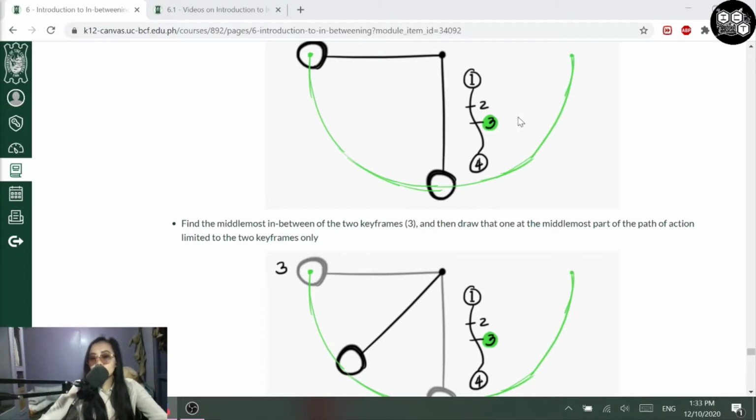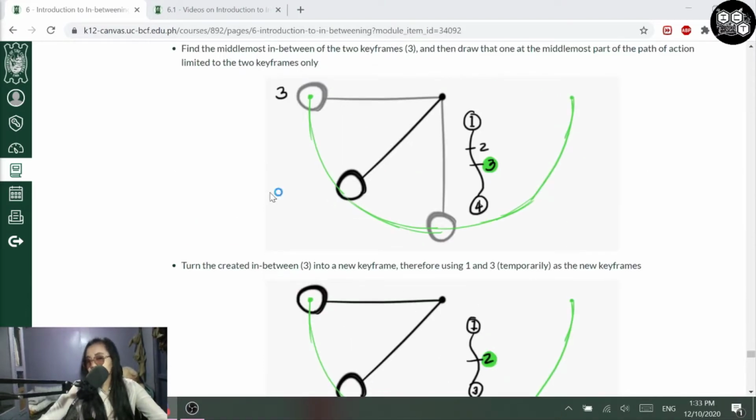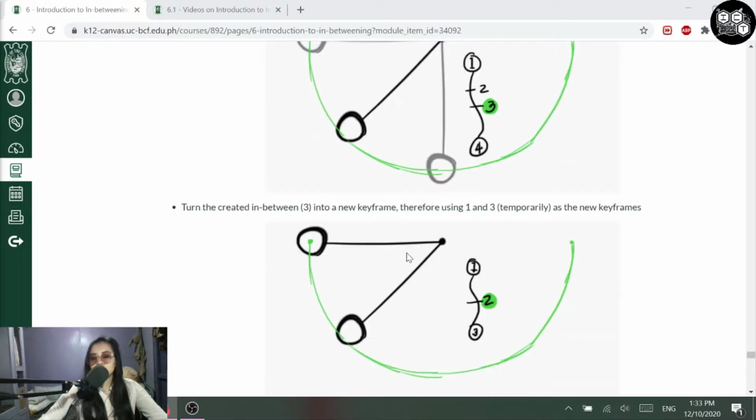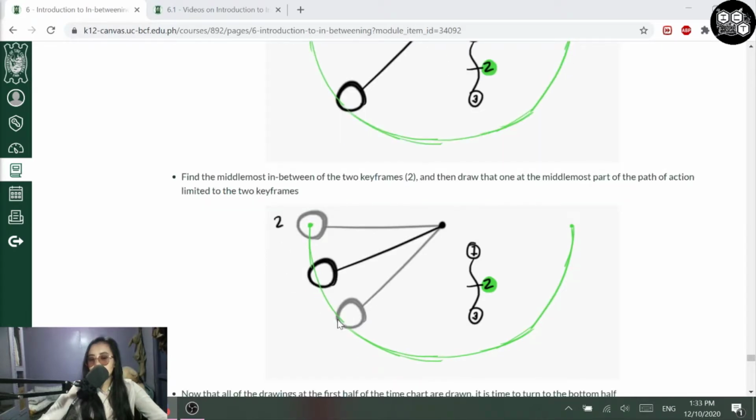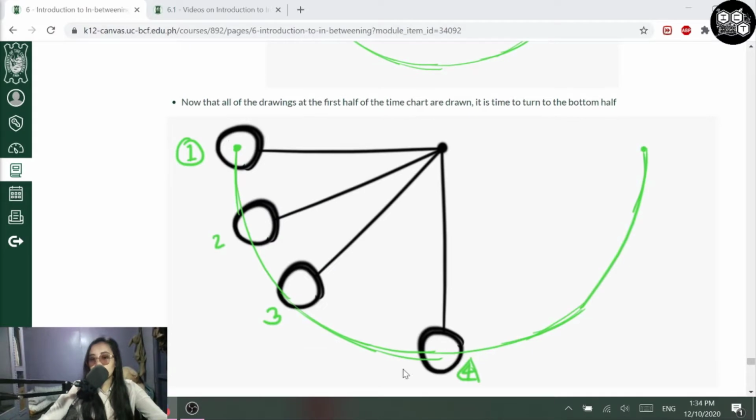So, you find the middlemost part again, which is 3. You put it again in the middle of them in terms of the path of action. Turn that 3 into a new keyframe. And then from that point on, you will be creating your 2. You do this action until every single part of the first half has been drawn, and then you do the same process on the second half.